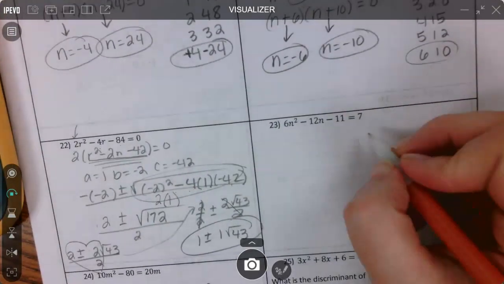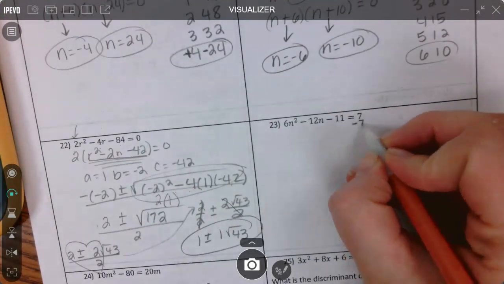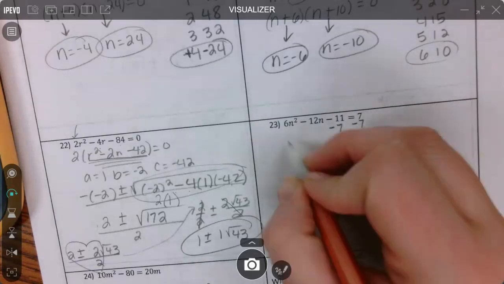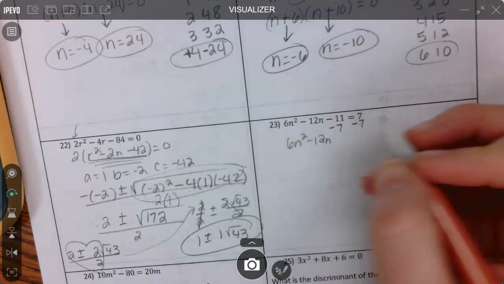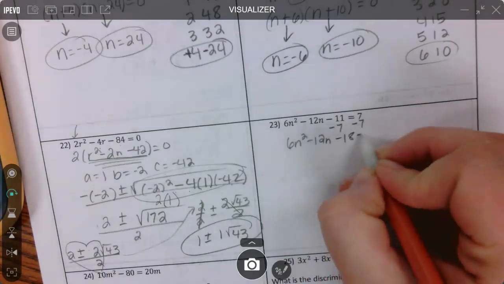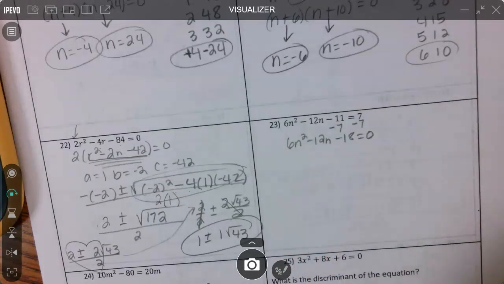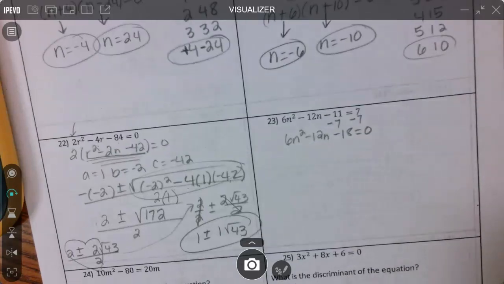Okay, number 23. We have to put this in standard form, so we are going to subtract 7 on both sides. So we have 6n squared minus 12n minus 18 equals 0. Make sure you do your math right. Negative 11 minus 7 is negative 18. See if there's a GCF.